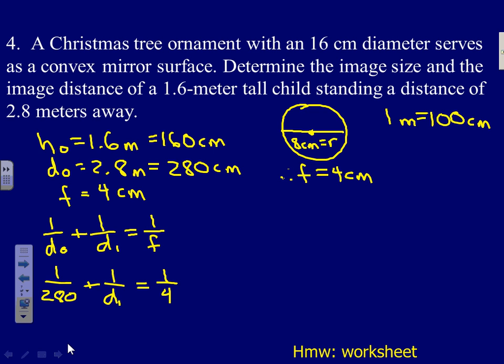Oh, what did I do? It's usually 1 over DI, 1 over DO, right? It doesn't matter the order, by the way. Do you notice what I did there? It doesn't matter which one comes first. All right, that's just me writing it down.